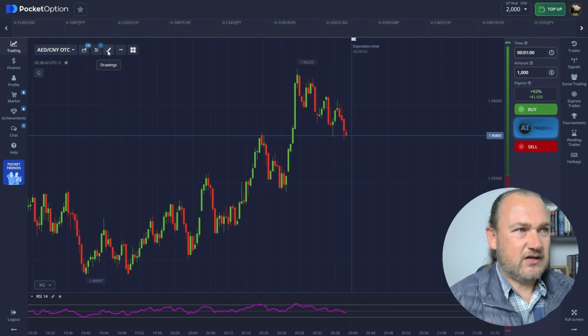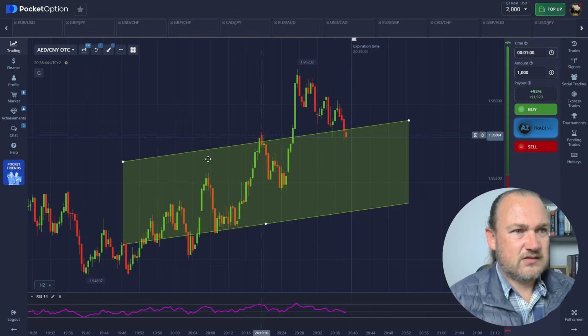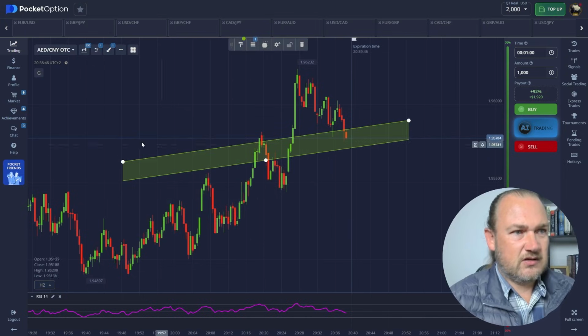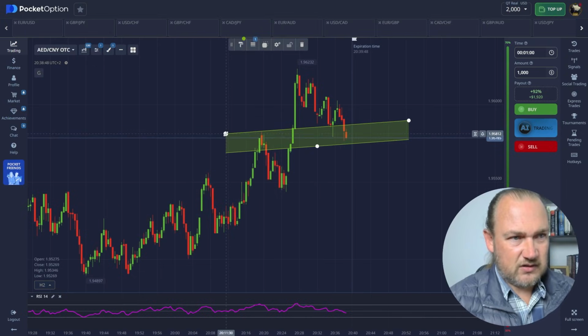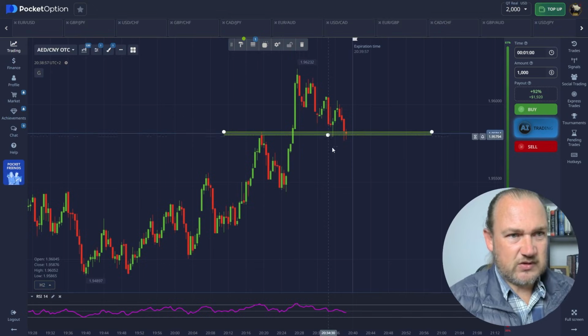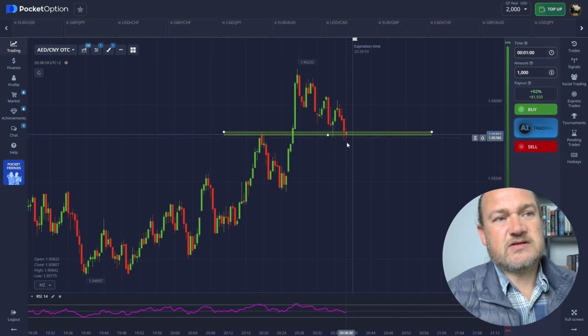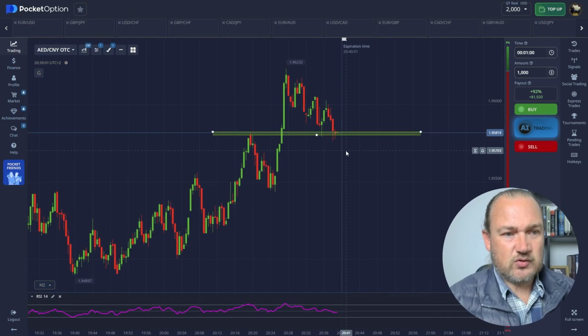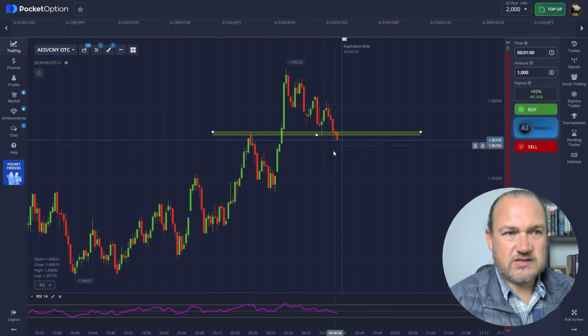So we have a support area here. I always draw parallel lines because my support is never a single value. It's always a small area. So this will be my support area here. As long as price doesn't close below this area here, I will consider it a rejection. If it closes below and pushes through, this will be a break for me. But it needs to clear this whole area here.